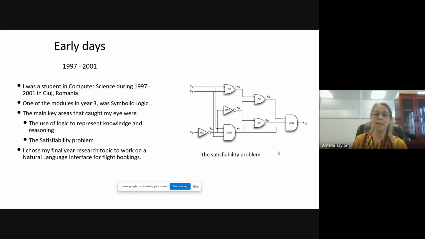The other area that caught my eye was what's called the satisfiability problem. This might not be familiar to you, so just to explain quickly: imagine you have a circuit, like the one on the right, which has different gates, like OR, NOT, AND gates. You would be able to write this as a logical expression using ANDs and ORs. You have variables, X1, X2, X3, which are inputs, and you get an output. The satisfiability problem is all about how to give values to the input variables so that you get a desirable output, maybe true.